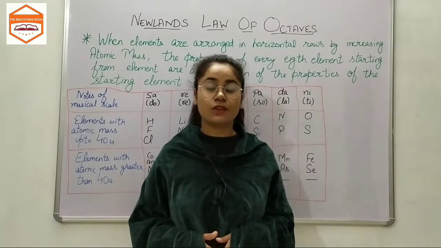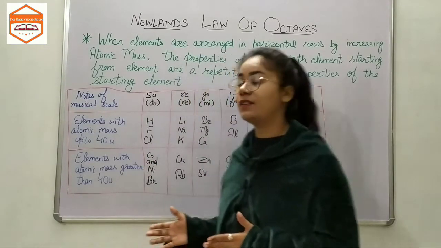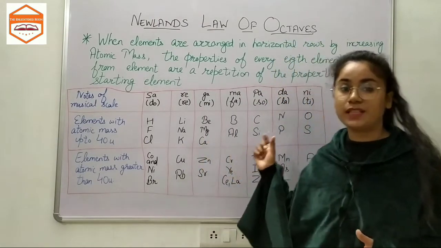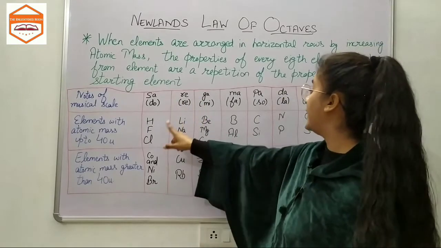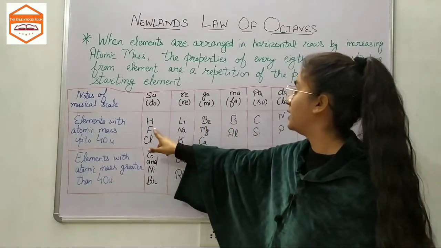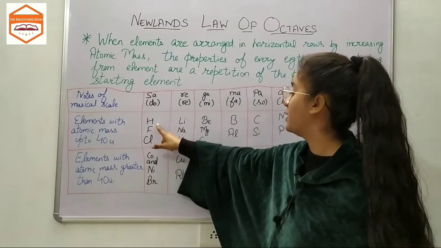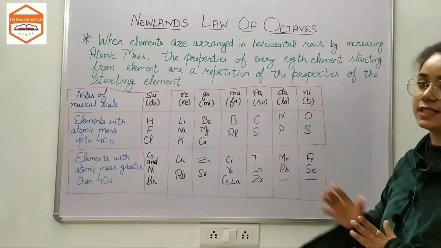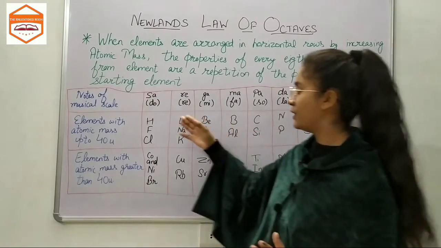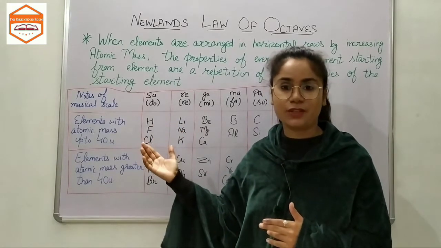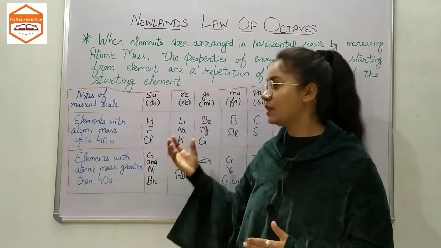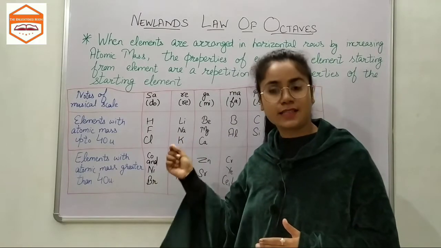According to Newlands' Law of Octaves, when elements are arranged in horizontal rows with increasing atomic masses, the properties of every eighth element, starting from the first element, are a repetition of the properties of the starting element. So we're going to start with hydrogen here, as he also started his table with hydrogen as the first element. Now, why is its atomic mass least?